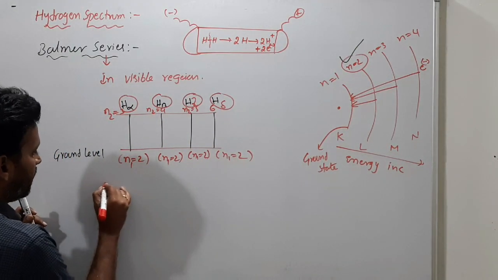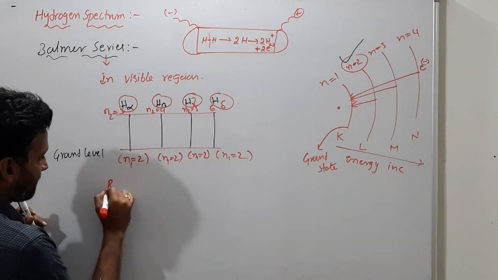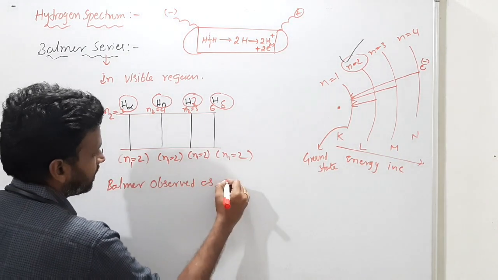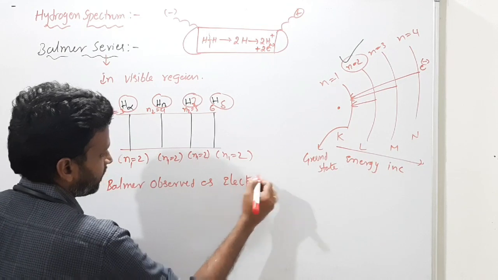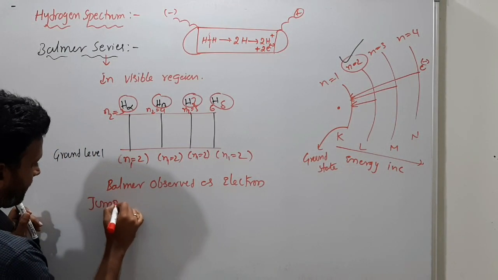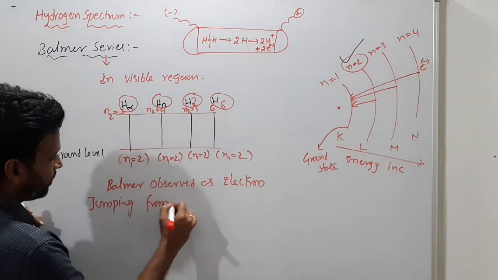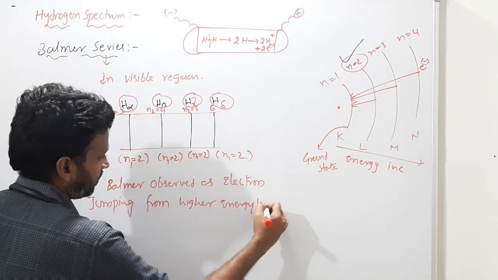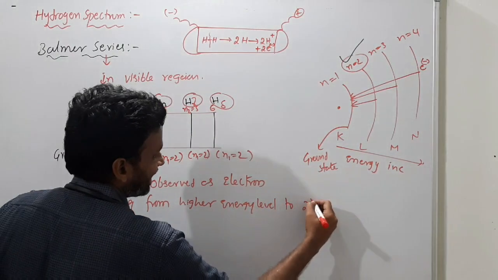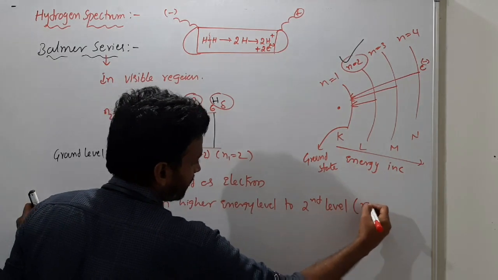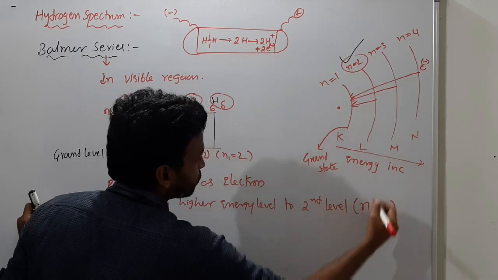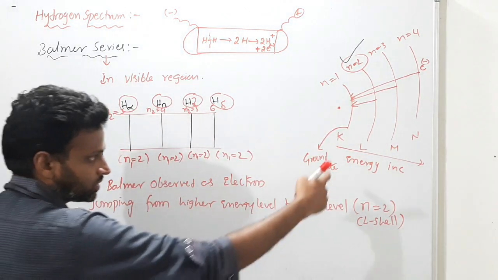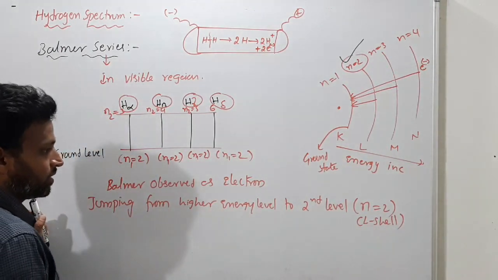Understand what Balmer observed? Balmer observed the electron jumping from a higher energy level to the second level. What does the second level mean? N is equal to 2. N is equal to 2 means what shell? L shell. The electron is revolving in certain orbits, no? Those are called shells or orbits. So those are very important.